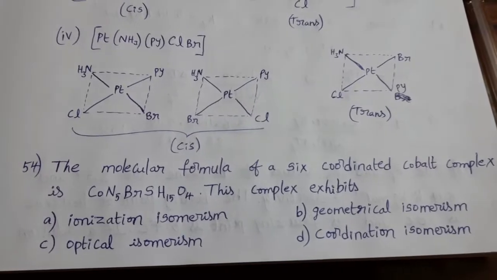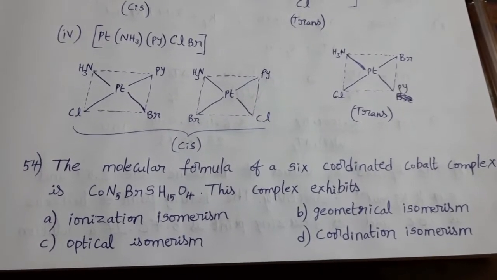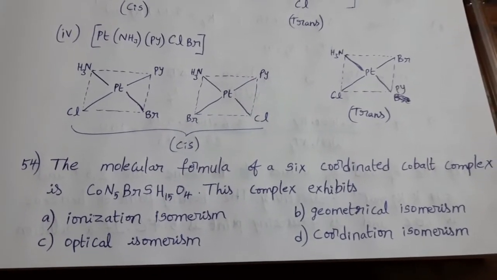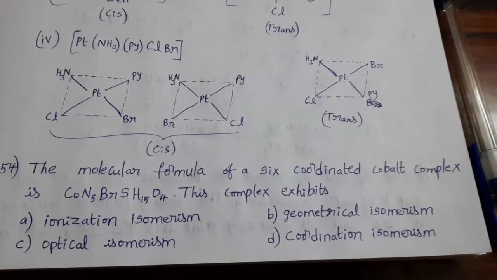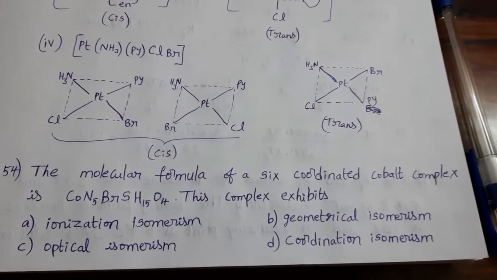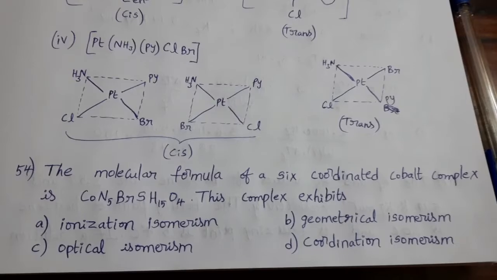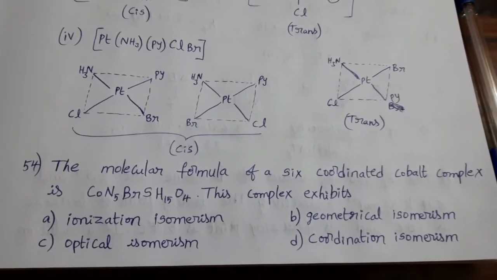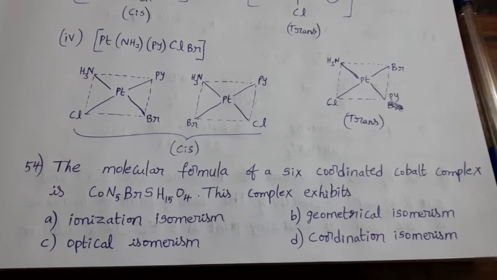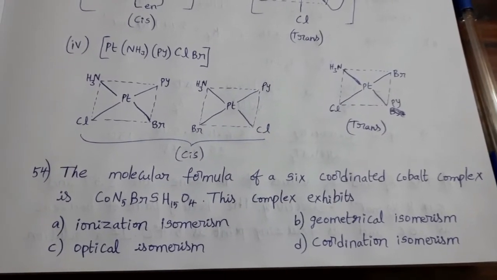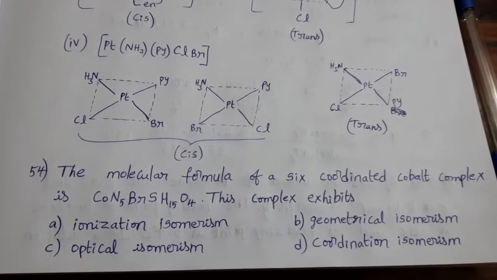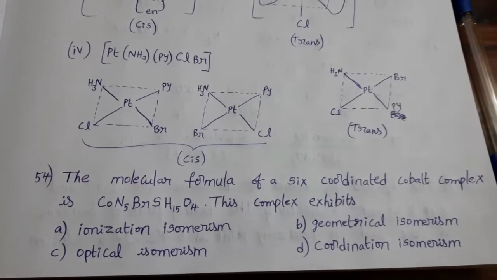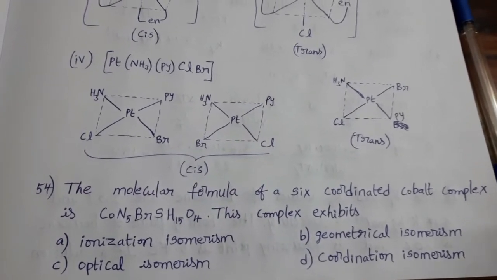Now see the answers for forensic laboratory exam questions. The molecular formula of a 6-coordinated cobalt complex is CoN5BrSH15O4. This complex exhibits... So what type of isomerism is exhibited by this compound? We should find out. Now see this given formula.